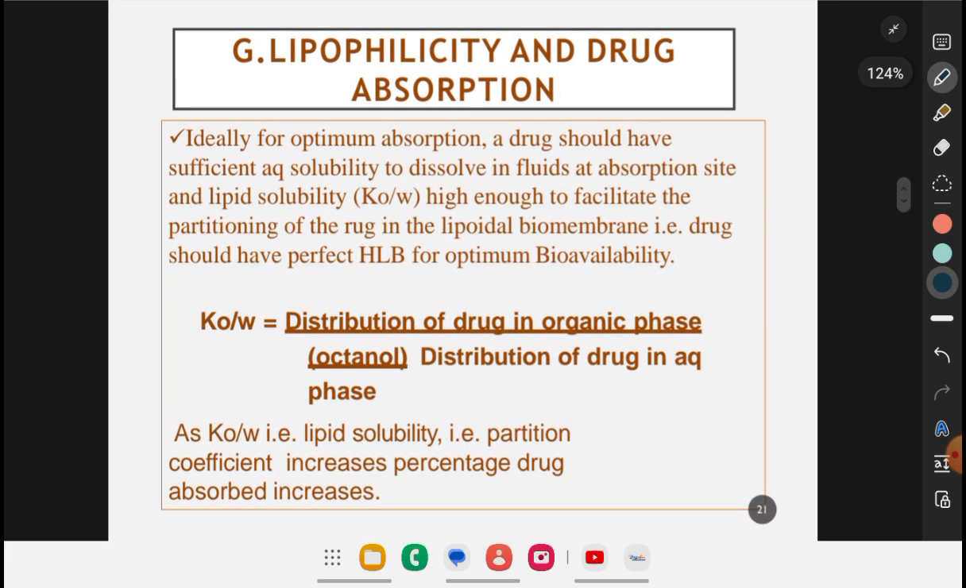Then it is lipophilicity and drug absorption. For ideal optimum absorption, the drug should have sufficient aqueous solubility to dissolve in the fluid at the absorption site, and lipid solubility high enough to facilitate partition of the drug into the lipoidal biomembrane. The drug should have a perfect HLB also for optimum bioavailability. For the partition coefficient, you know the formula: concentration of drug in the organic phase upon the concentration of drug in the aqueous phase.